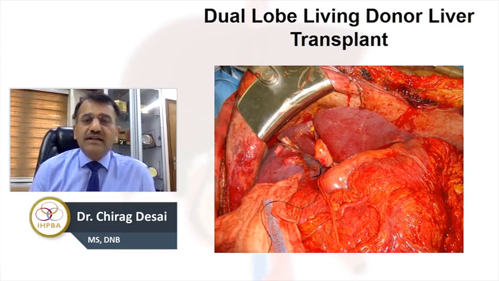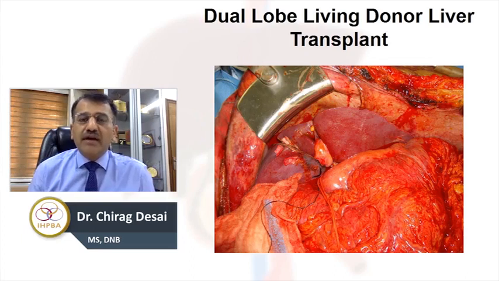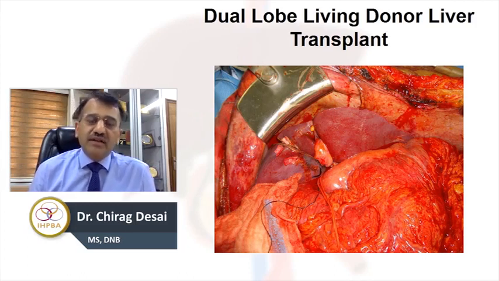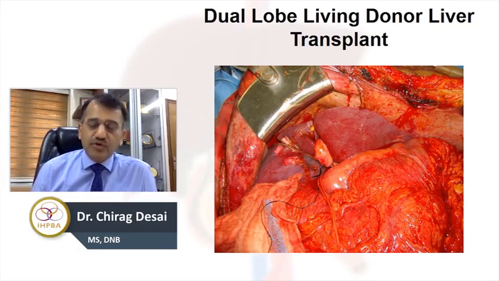However, now the understanding is if one donor can provide a graft weight of up to 650 grams, it may be enough for most of the recipients. However, if the GRWR is too low, dual donor liver transplant is a viable option. It is technically challenging, and very few centers across the world do it routinely.